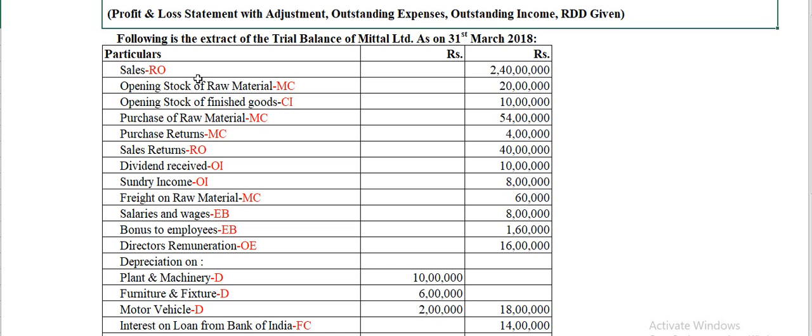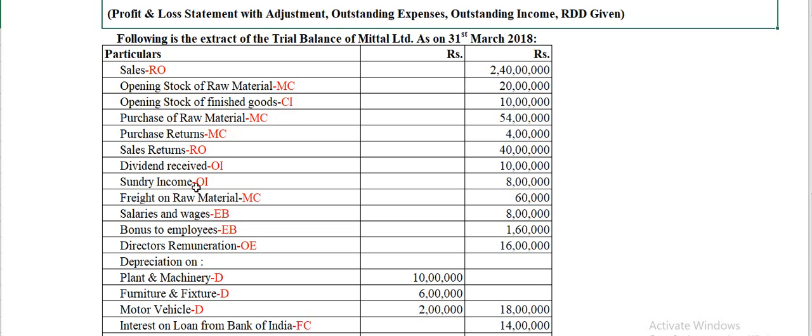Sales is revenue from operations, so I wrote here RO. Opening stock of raw material belongs to the cost of material consumed, so I wrote here MC. Opening stock of finished goods belongs to the change in inventory. Purchase of raw material again belongs to material consumed. Purchase return, material consumed. Sales return belongs to sales, so it will come in revenue from operations. We have to deduct this value from the sales.